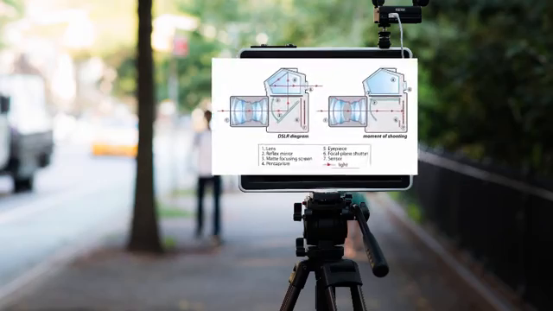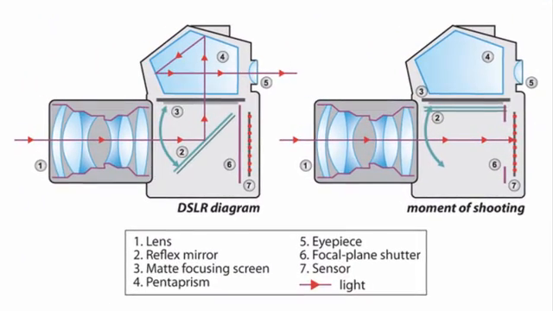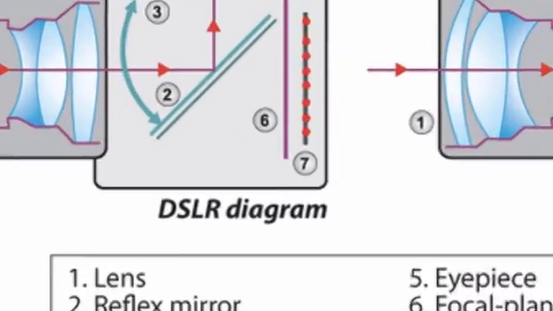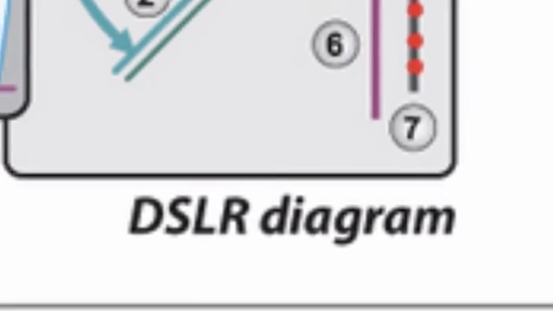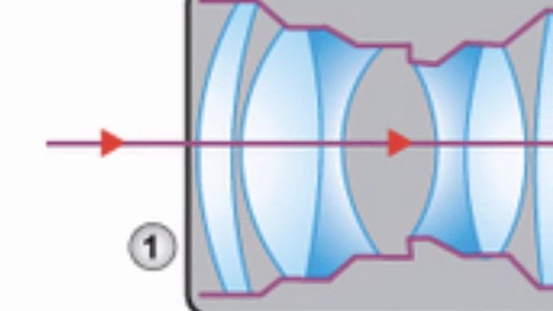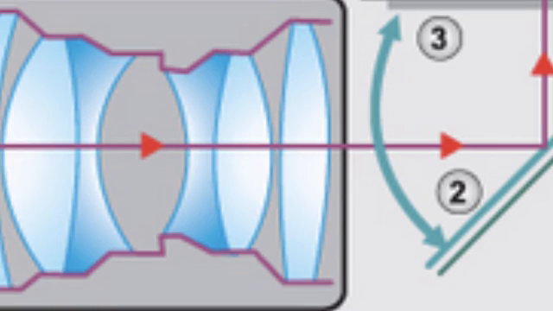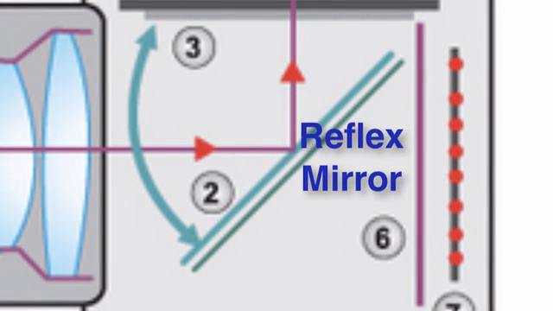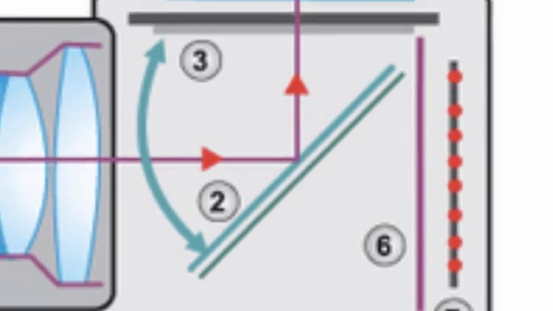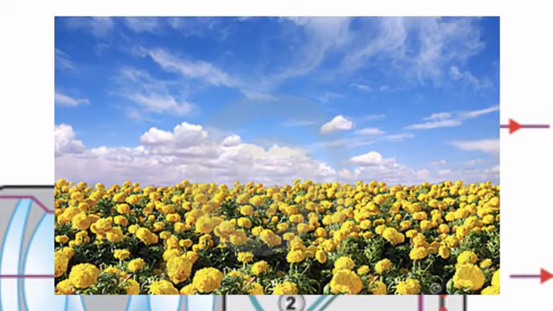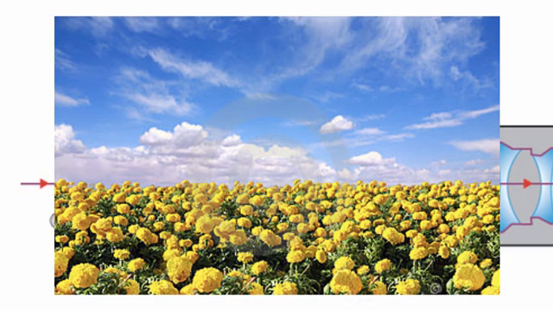The first item you will want to understand about a camera, specifically a digital single-lens reflex camera, or DSLR, is the lens at the front of the camera. Let's take a look at this picture. This first line traveling through the lens is going to be where the light travels until it hits what's called a reflex mirror. The mirror is actually going to help us see through the viewfinder so we can see what the lens sees.